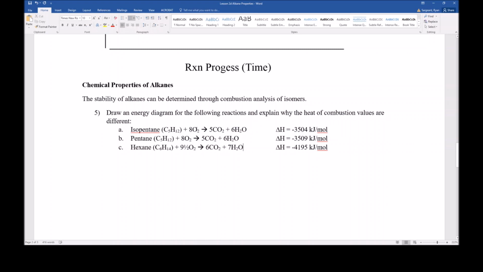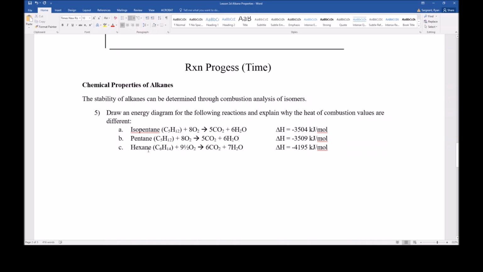And when you burn them, you combine them with exactly the same number of oxygens, 8, and you produce exactly the same number of carbon dioxides and waters, 5 and 6 respectively, but you don't get the same amount of energy out of that process. And in fact, what you'll notice is you get slightly more energy, and negative means it's giving off energy, so you're getting off 5 more kilojoules per mole when you burn pentane than when you burn isopentane.